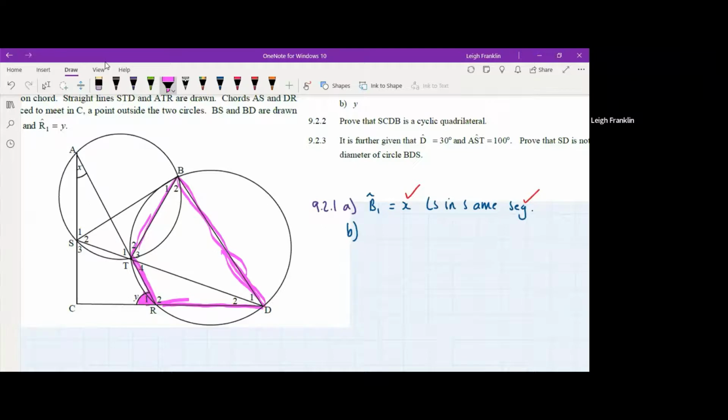I'm just trying to highlight, can you see, Aisha, that's a cyclic quad? Because it's got 4 points on the circle. B's on the circle, T's on the circle, R's on the circle, D's on the circle. All right, so line DR has been extended to C, making Y the exterior angle of the cyclic quad, so it will be equal to the opposite interior angle, which in this case is going to be angle B2.